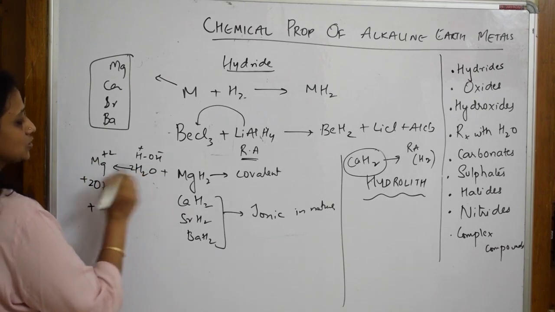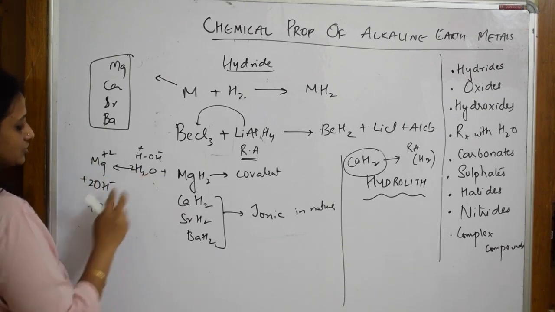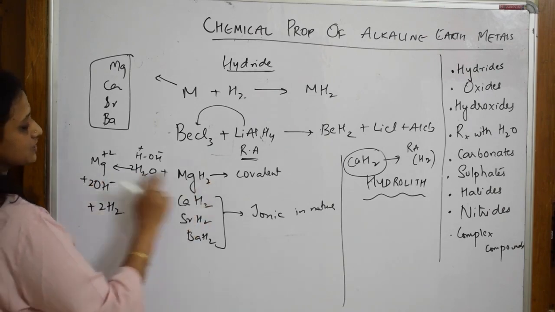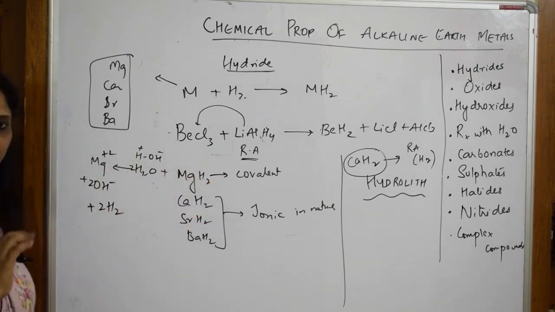Then again this also. Now count: 2 2s are 4 hydrogens here, 2 2s are 4, 5, 6. 5, 6, 2 to the 4, 5, 6. This is how it's going to balance.